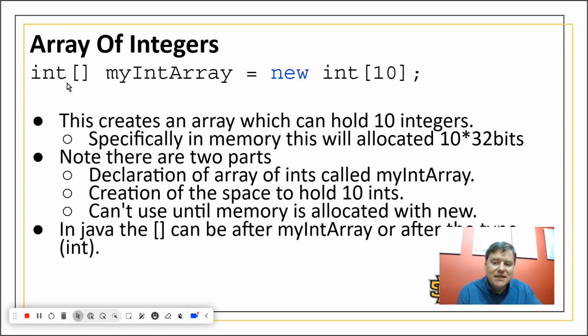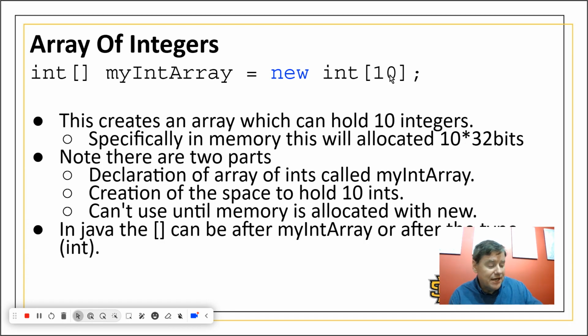So I say int square brackets, I give it a name, and then I say equals new int, and then in the square brackets this time I specify how big I want it. So what this did was it created an array that has 10 cells, and each cell can hold a number. And so if we were to think about this much like we were thinking with the array lists, it's going to look very similar to the array list.